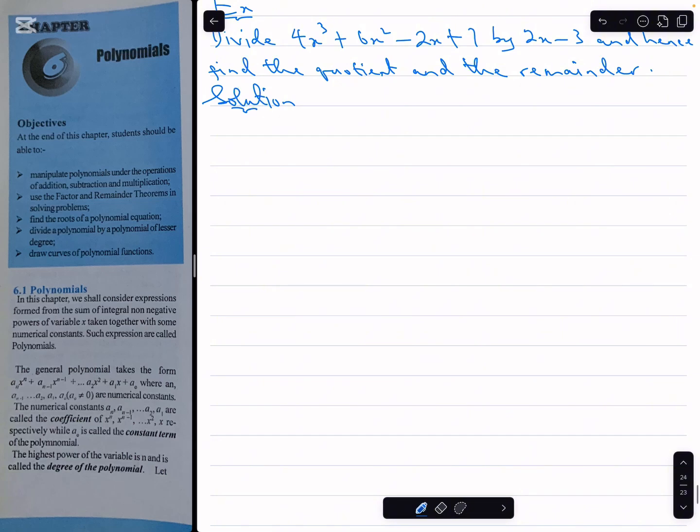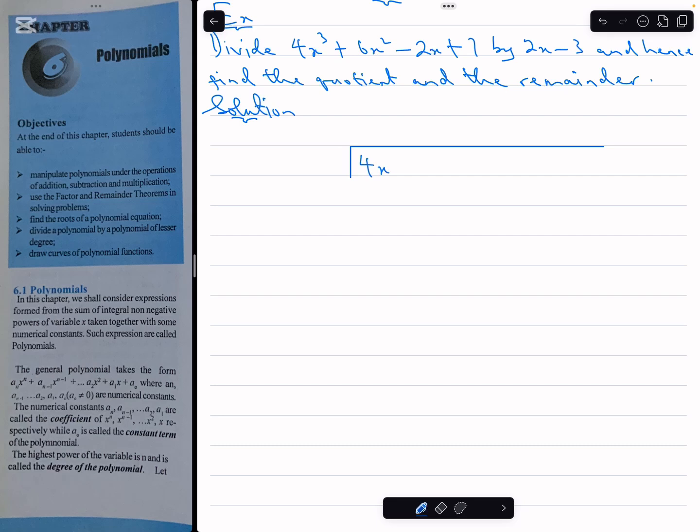We are dividing, and this is how to go about it. It is the long division method. We are dividing 4x cubed plus 6x square minus 2x plus 7 by 2x minus 3.